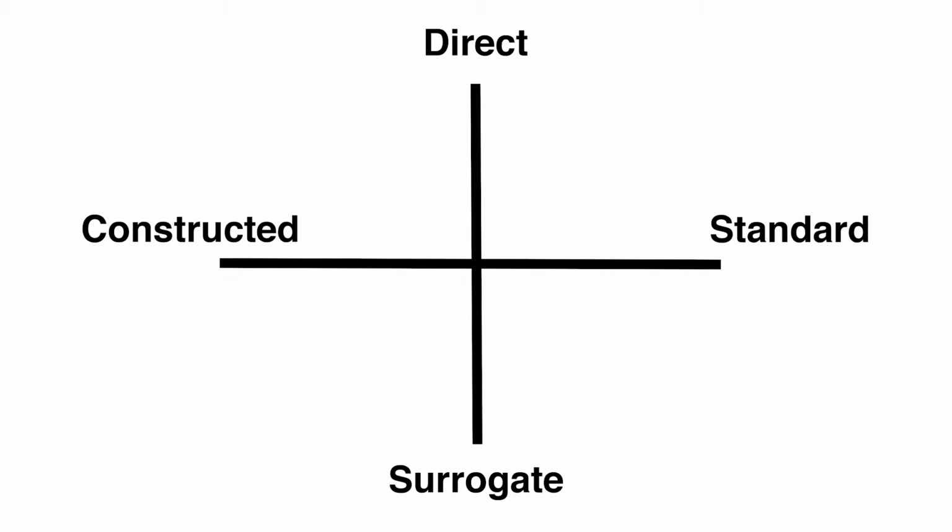Shown here is a grid with 4 quadrants, with the 4 categories labeled: direct, surrogate, standard, constructed. Measurements fall into one of the 4 quadrants. Draw this grid on a piece of paper now. Let's unpack each of the 4 quadrants.